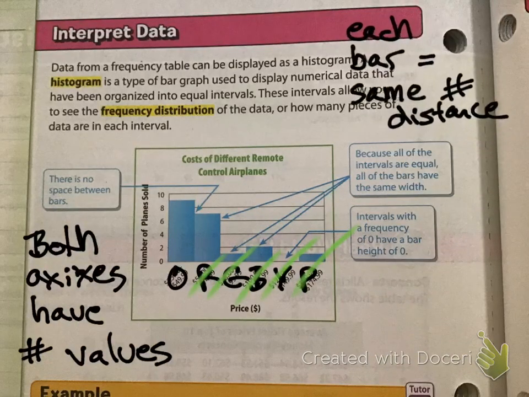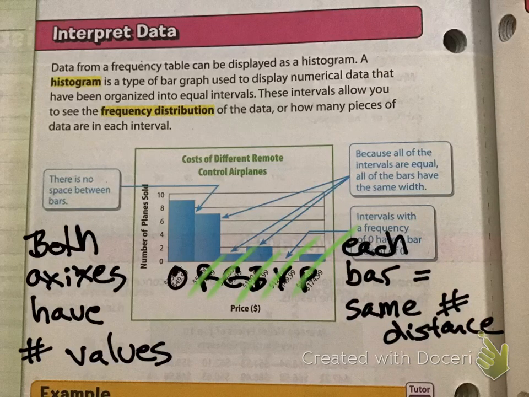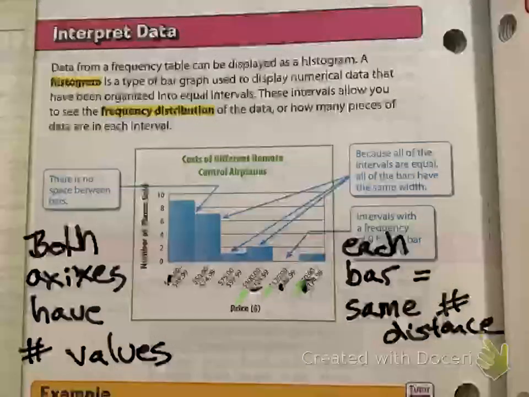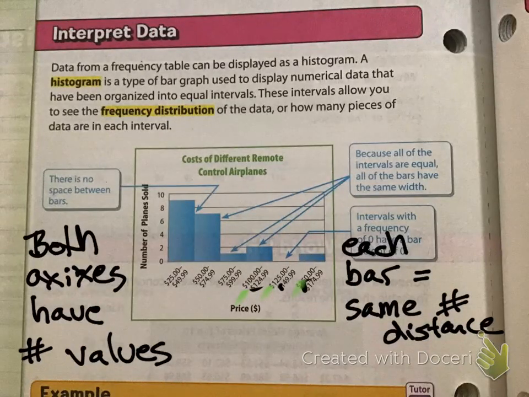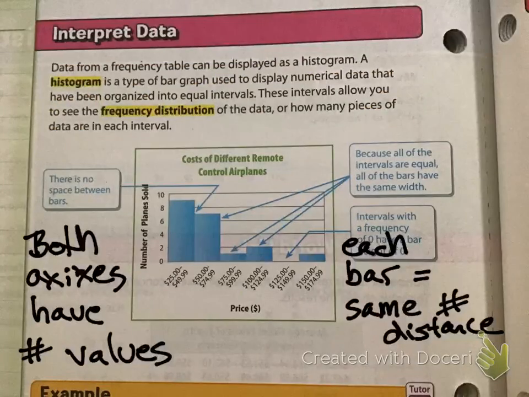It might be easier. I know that I'm blocking the numbers a little bit, but I want you to see it. So there. That's it. Each bar has the same numerical difference, and they have X and Y values. There's no space between the bars, stuff like that. So if we're looking at that histogram above, that's literally this one. So we're looking at this histogram.